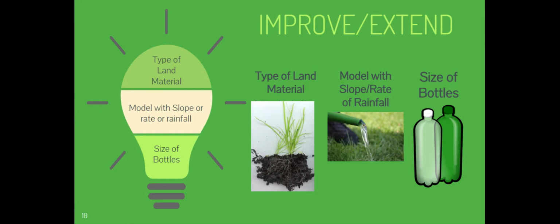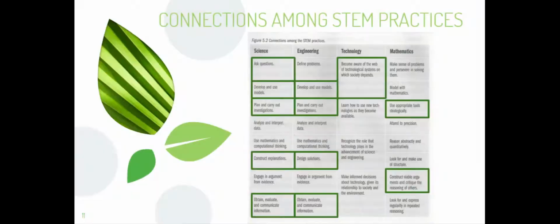I definitely would change the size of the bottles as well, and make those bigger, using something like 2-liter soda bottles. I think I would also extend this and go one step farther by modeling the slope of land and how that can impact erosion and runoff, and also the rate of rainfall. So trying to change up the amount of water that's coming out and how quickly it's coming out. I think that could be interesting as well.